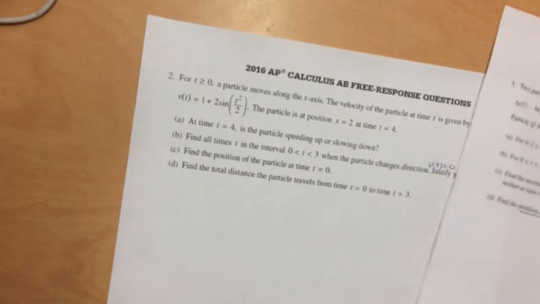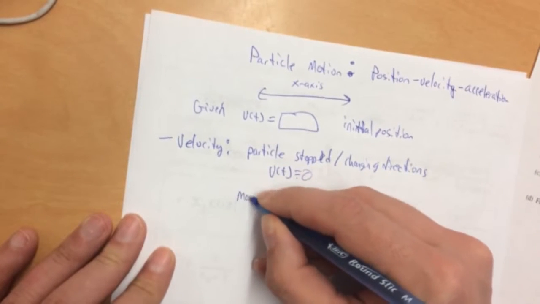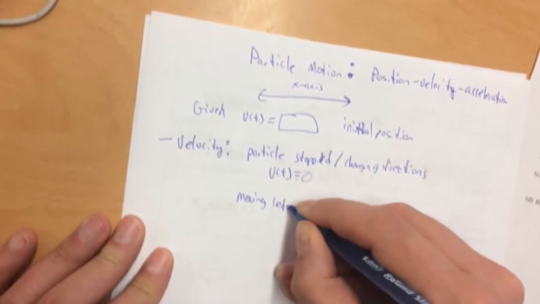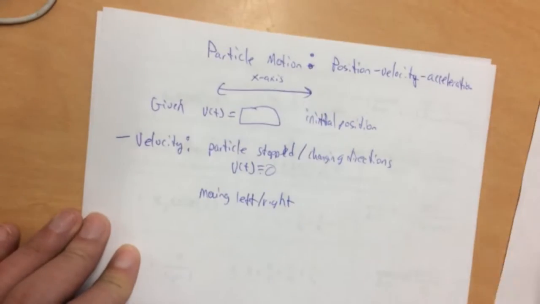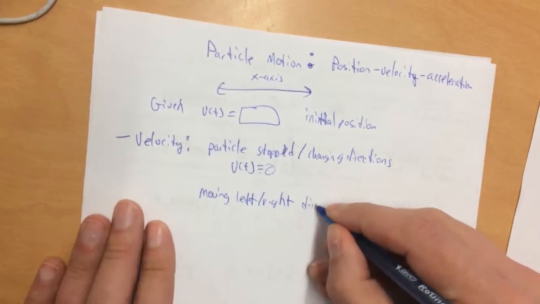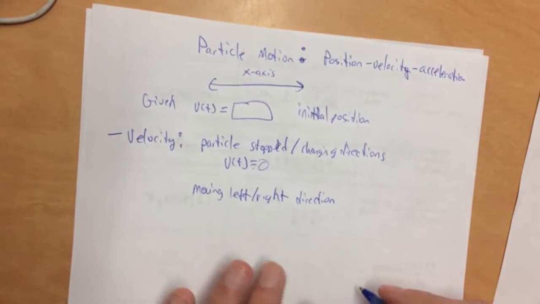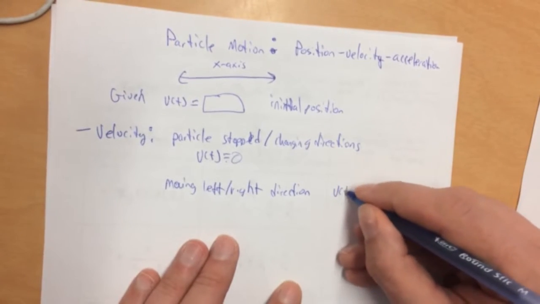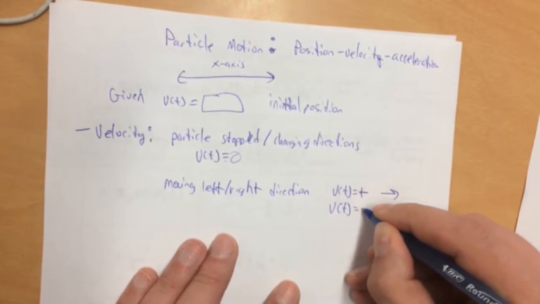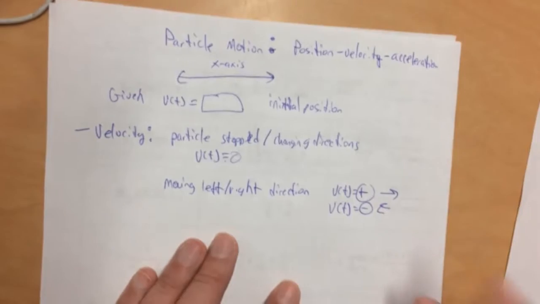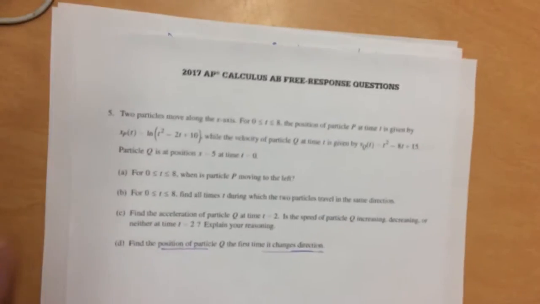Another velocity thing they could ask about is which direction. So is it moving left or right along the x-axis? They could also say what direction it's going. And the direction is directly related to the velocity. Remember, the velocity is how a particle is moving. And so v of t is positive, means the particle is moving to the right. V of t is negative, tells you the particle is moving to the left. And this came up in 2017, both in A and B.